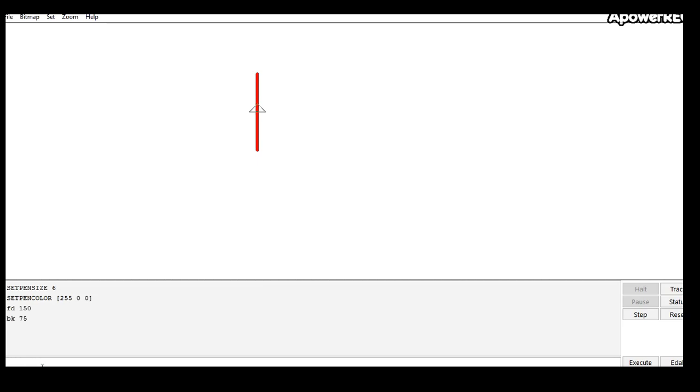Okay, so here you should understand why I gave BK 75: because this straight line is of 150 units, and I have to bring the turtle to the middle, so I have to give the value 75, because half of 150 is 75. Now it came in between this line. Now the head position of the turtle is in the upward direction, but we have to make the turtle face right. So here we will give the command RT 90. So now the head position will turn to this direction.